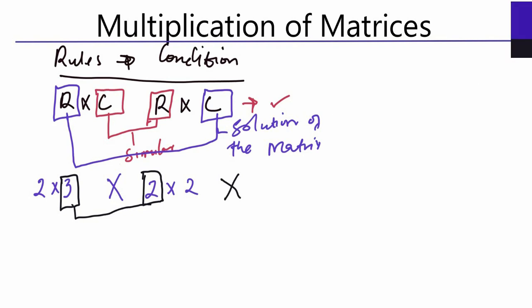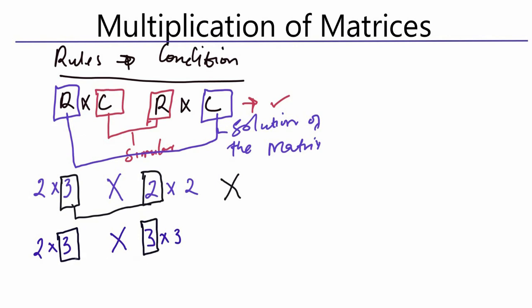On the other hand, if you have a 2 by 3 matrix and you are supposed to multiply it by a 3 by 3 matrix, then again, we check the number of columns in the first matrix and compare it with the number of rows in the second matrix. These ones are similar, and because they are similar, these matrices can be multiplied together. And the solution of this matrix is going to be a 2 by 3 matrix.